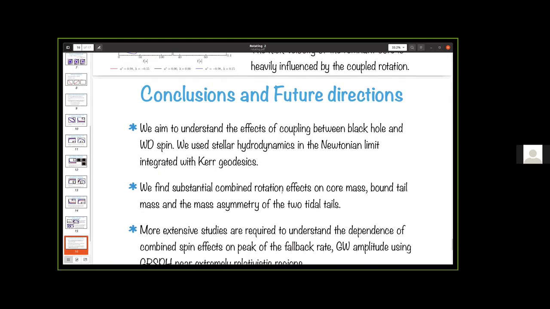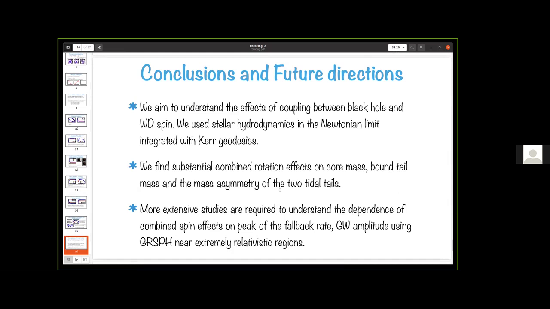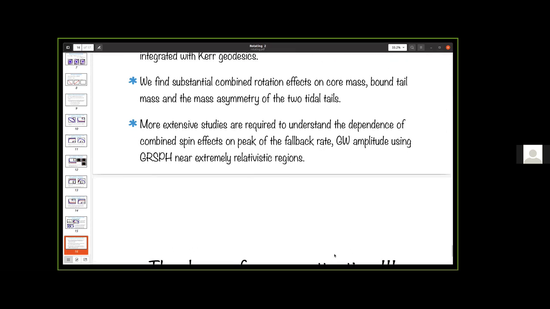And with this, I want to summarize. So we aim to understand the effect of the coupled rotation of BH and WD on the TDE observables. Secondly, we found a substantial combined rotation effect on the core mass, on the bound tail mass, as well as the mass asymmetry of the two tidal tails. And I believe more extensive study is required to discover the dependence of the combined spin effects on the peak fallback rate as well as on the GW amplitude in the near relativistic region using the GRSPH technique. Yes, with this, thank you.